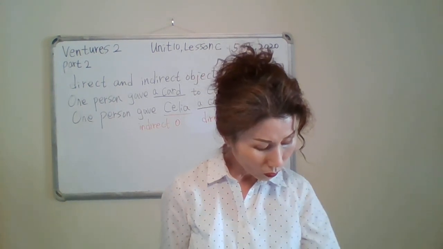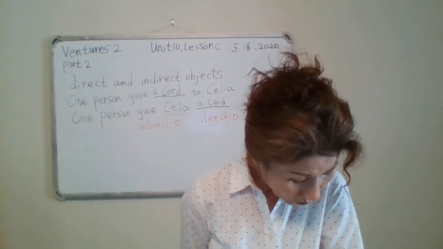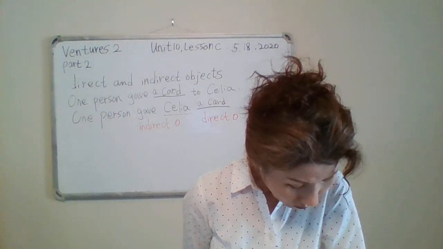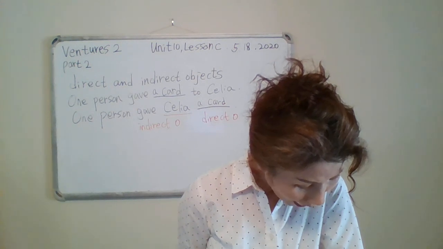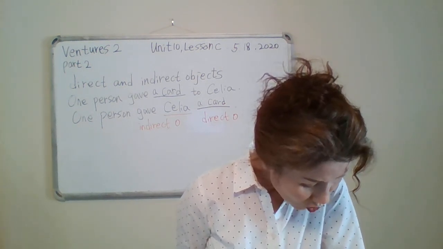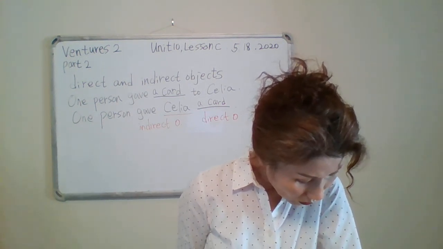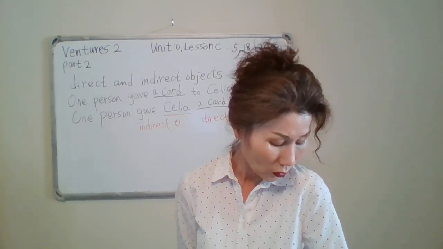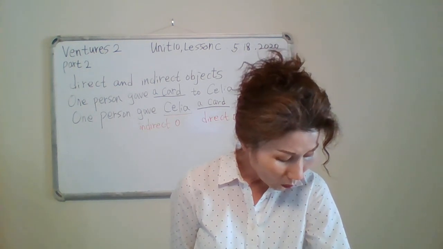Okay, let's move to the next part. Complete the conversations. Use a pronoun for the indirect object. Okay, number 1. What did Joe buy Sylvia? Joe bought her flowers. Or we can use the pronoun for the subject also. He bought her flowers.